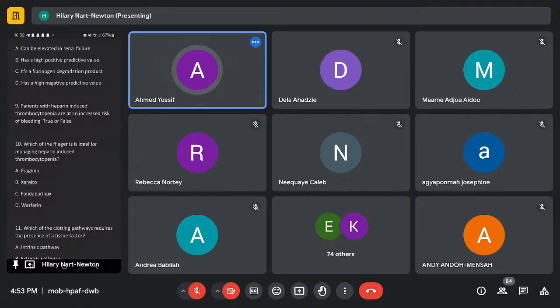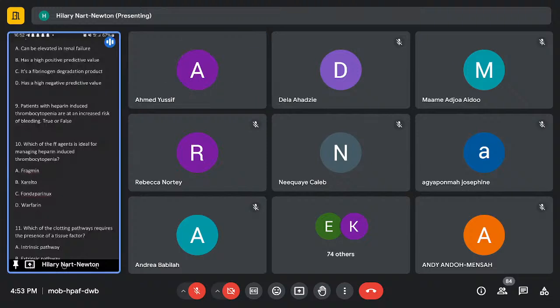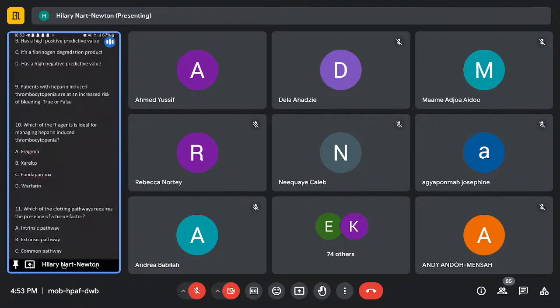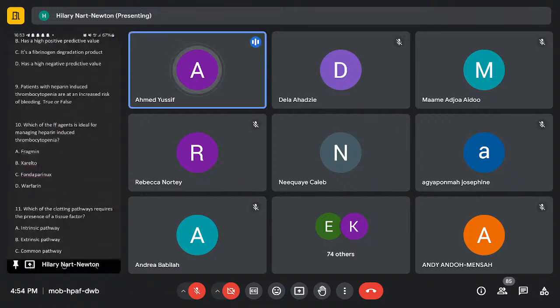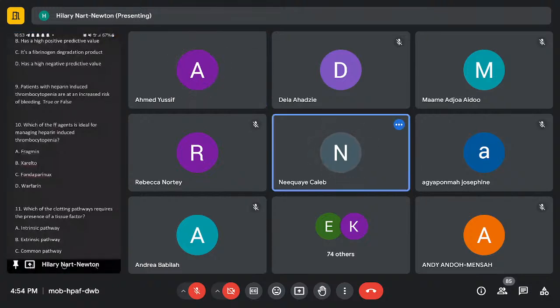Okay, let's move on. Number 10. Which of these agents is ideal for managing heparin-induced thrombocytopenia? A. Fragmin, B. Xarelto, C. Fondaparinux, D. Warfarin. Which one are you going for? Fondaparinux.